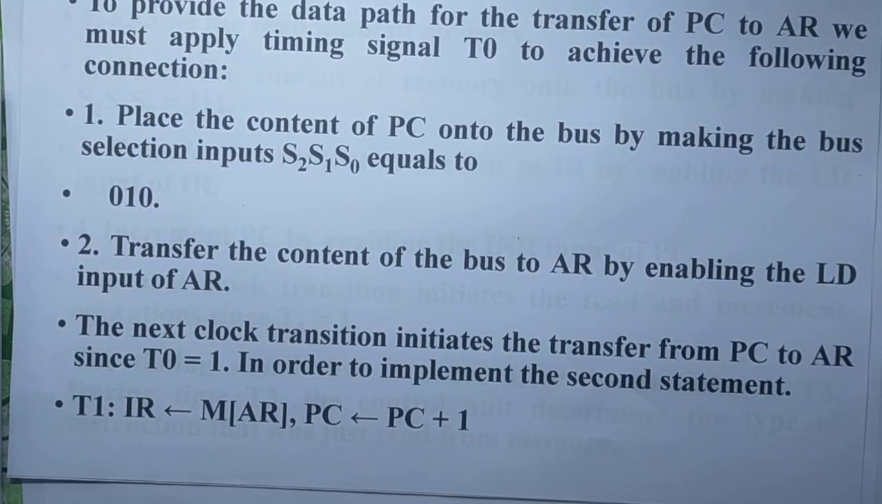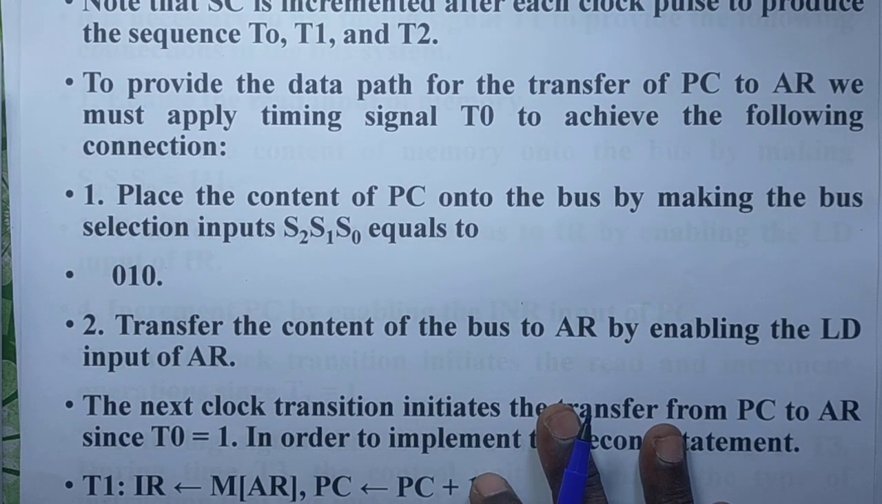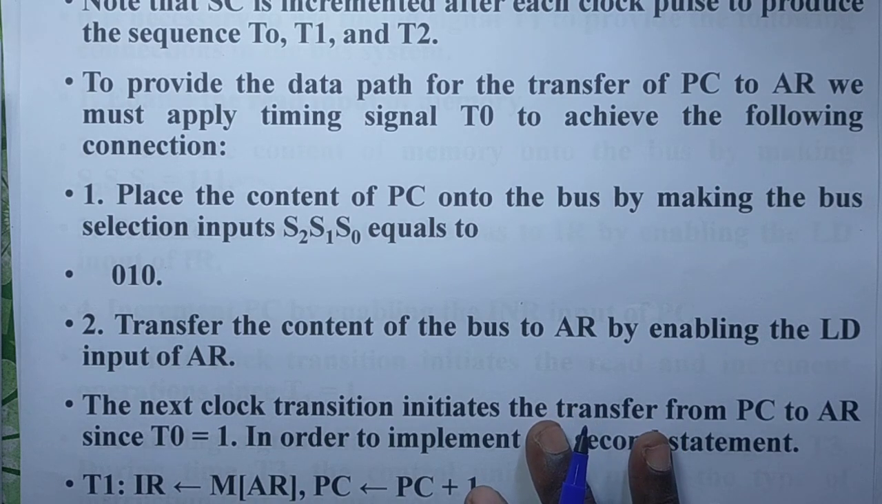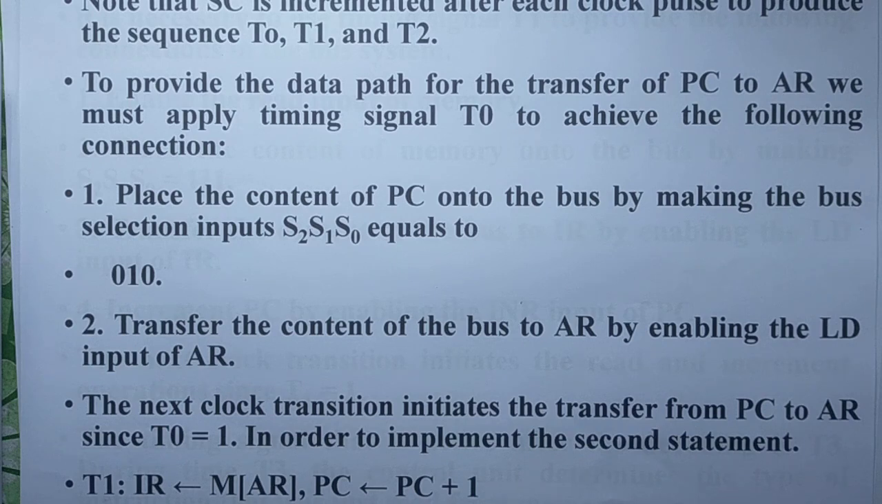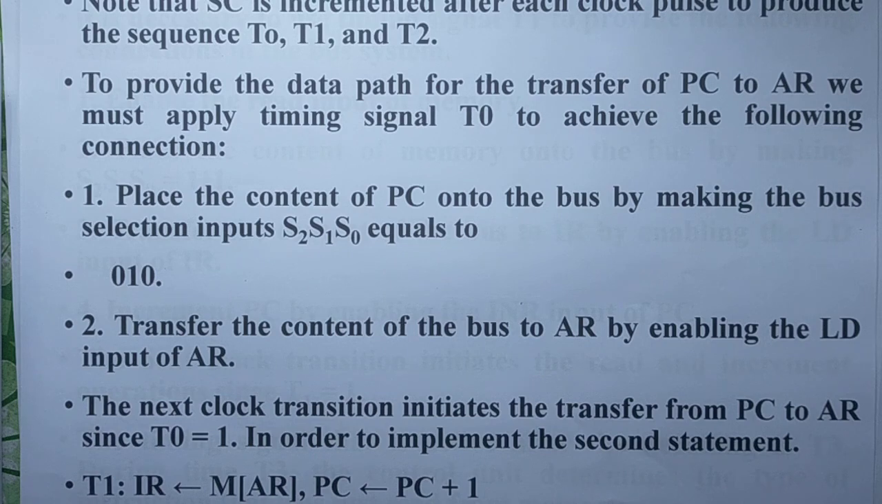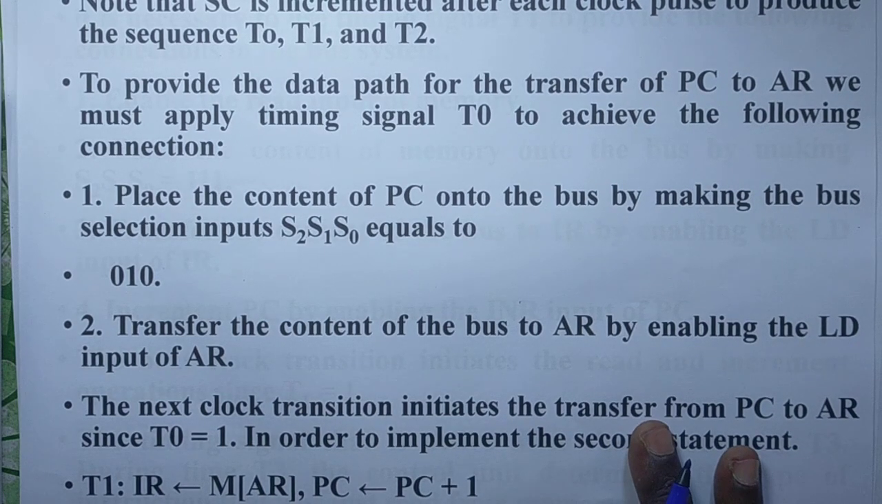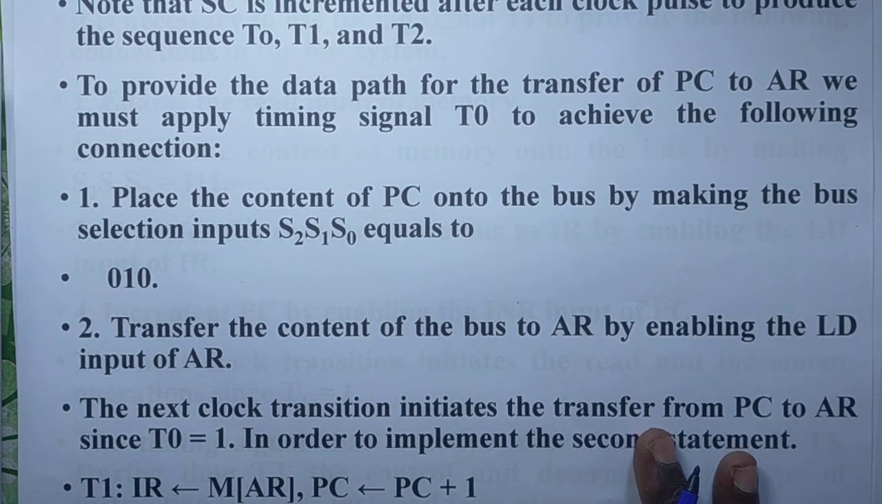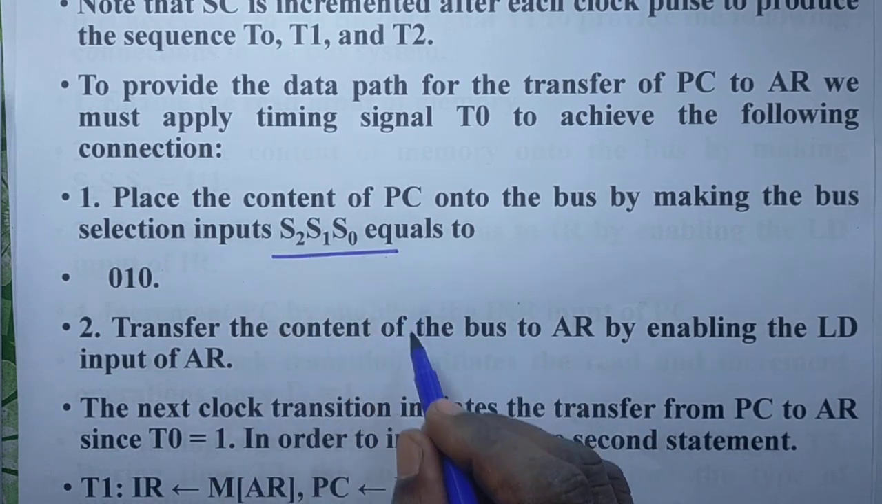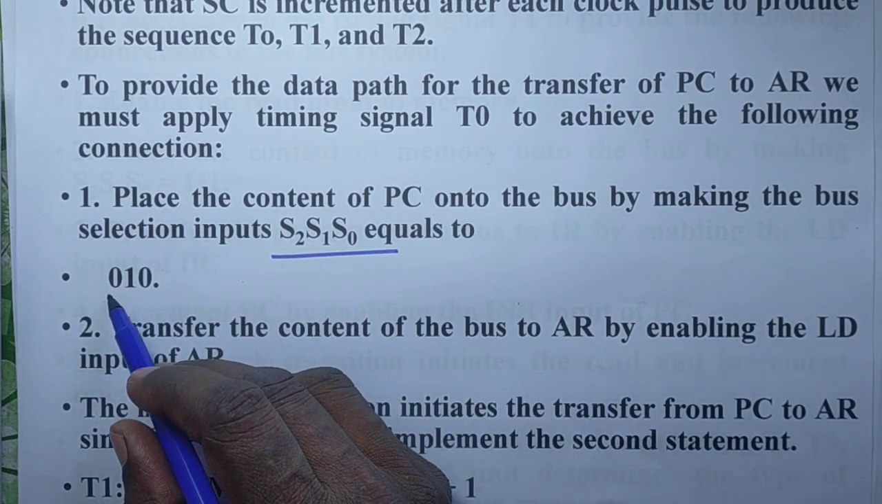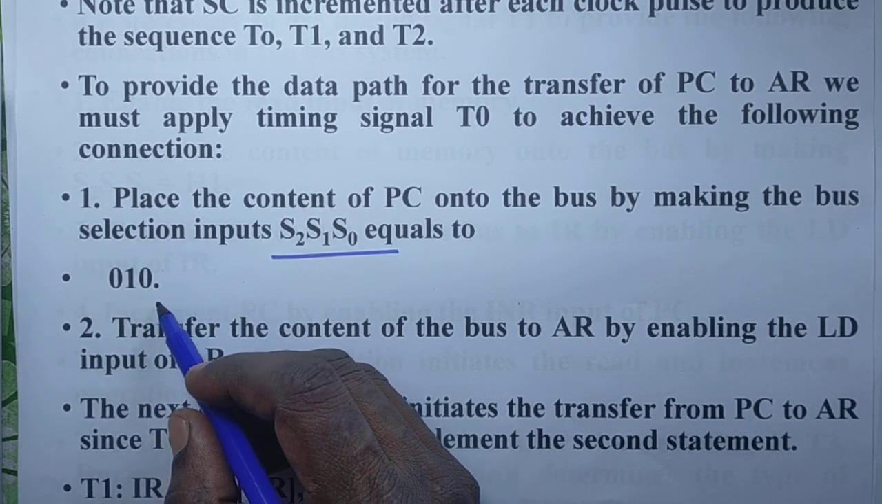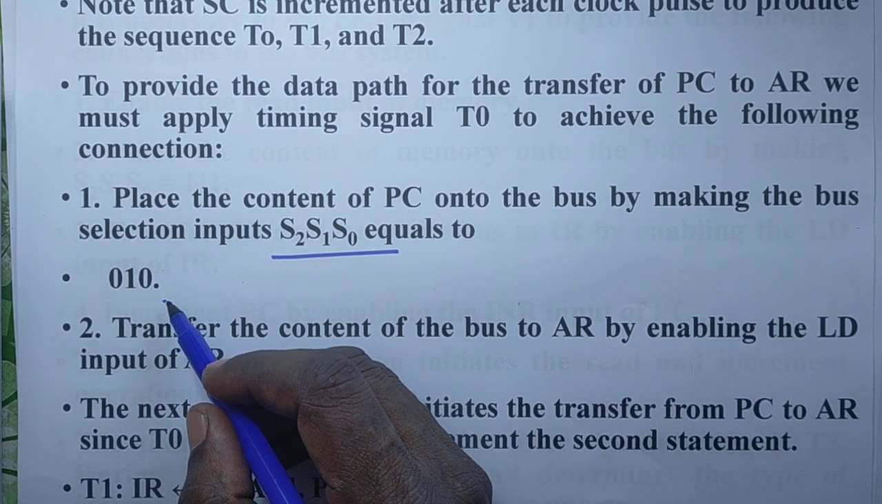Similarly, we know that the sequence counter is very important to define the different sequences of time, T0, T1, T2. Another concept is the selection inputs, which define which register needs to operate. The selection inputs are S0, S1, S2. For example, 0, 1, 0 means 2, and we have already discussed what 2 means.